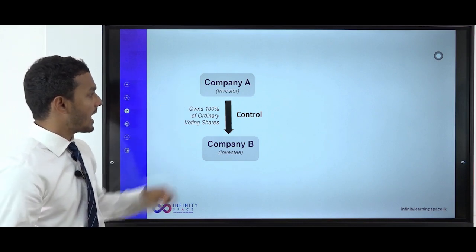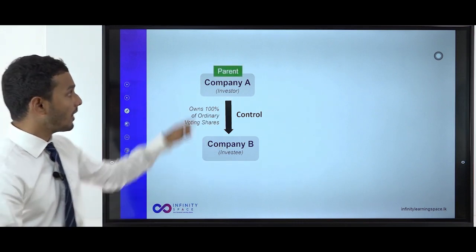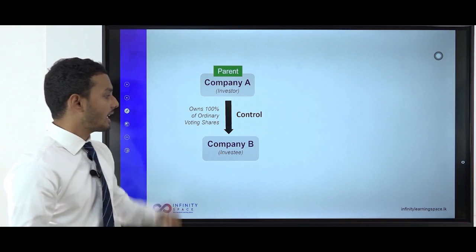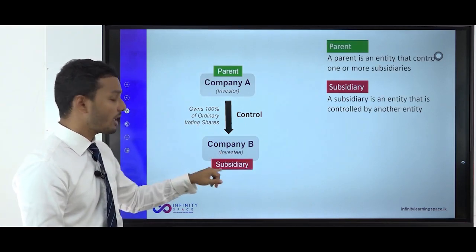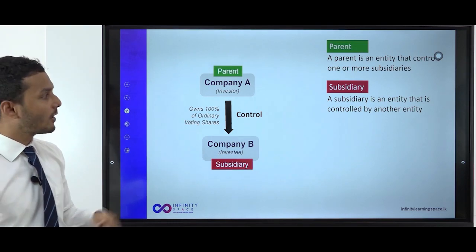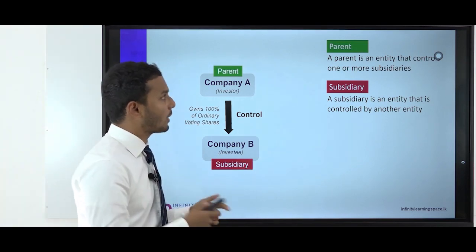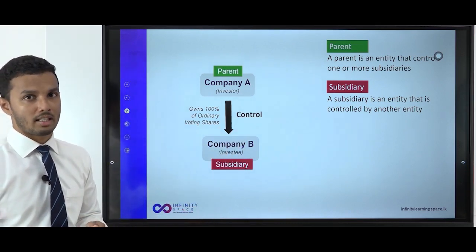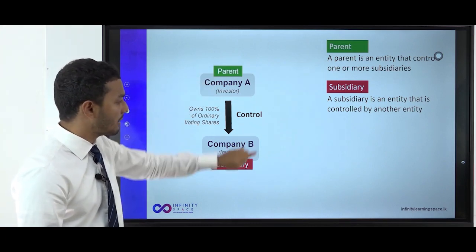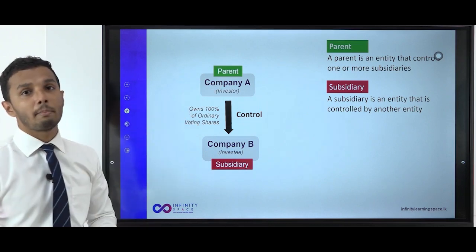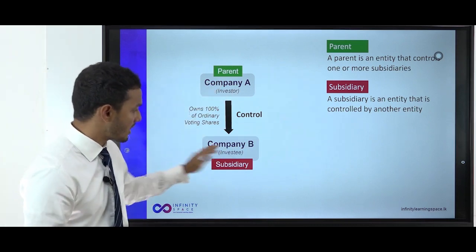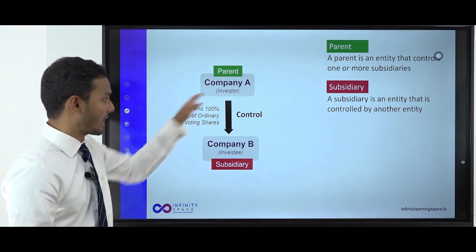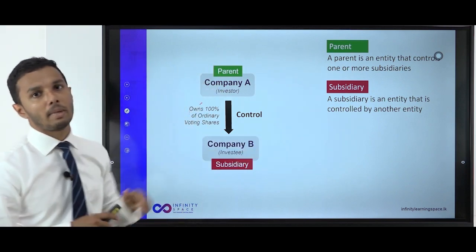Then if one company has control over another company, we call the company that controls the other company the parent, right? And the company that is controlled by the parent is called the subsidiary, right? So let's look at the definitions as per the accounting standards. A parent is an entity that controls one or more subsidiaries. So in this example, company A is able to control company B, making it the parent. Of course, in this example there's only one subsidiary, but it's more than possible for a parent to have more than one subsidiary. So there can be multiple subsidiaries for a single parent, right?